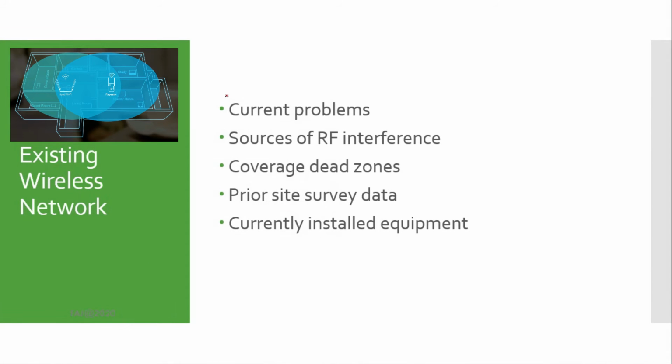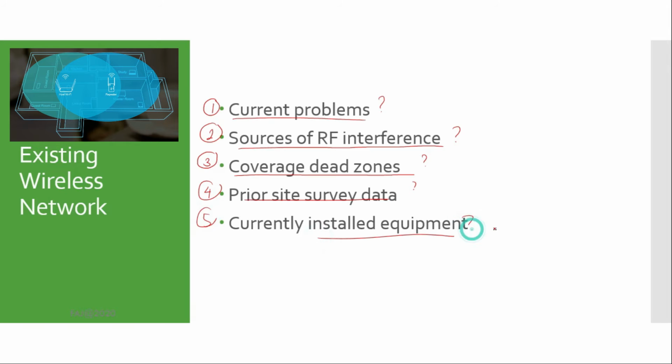Existing wireless network. Here are some of the questions that should be asked. First, what are the current problems with the existing wireless LAN? Next, are there any known sources of radio frequency interference? Are there any known coverage dead zones? Does prior site survey data exist? And the last one, what equipment is currently installed?